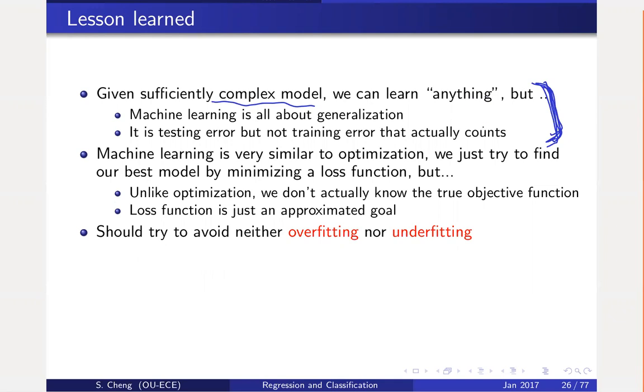Another remark is that machine learning is very similar to optimization. Actually, the way to do training is exactly doing optimization, right? But unlike optimization, we don't actually have the true objective. We have an approximate objective function that is constructed from your training data. But essentially, you can think of it as just an optimization problem.